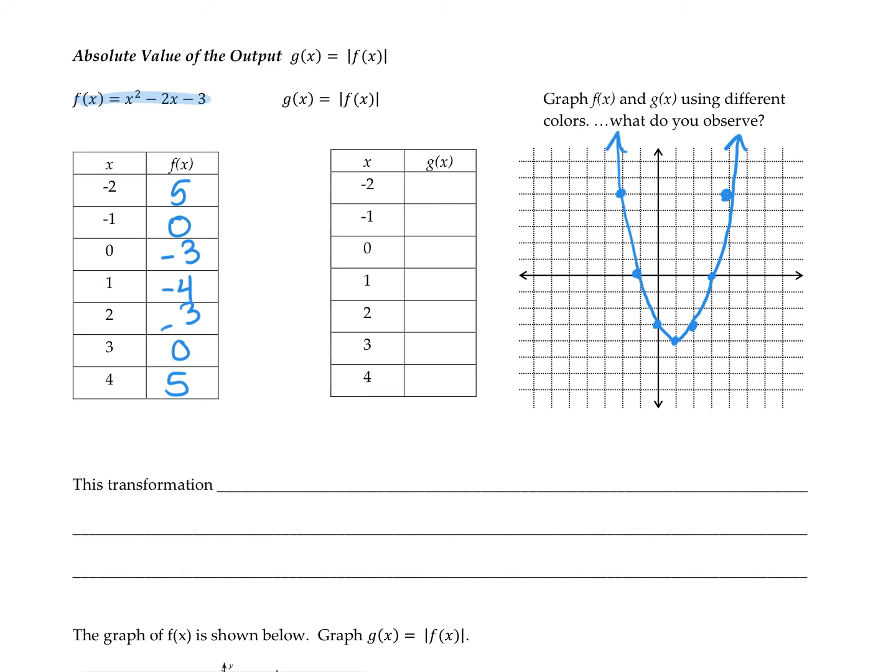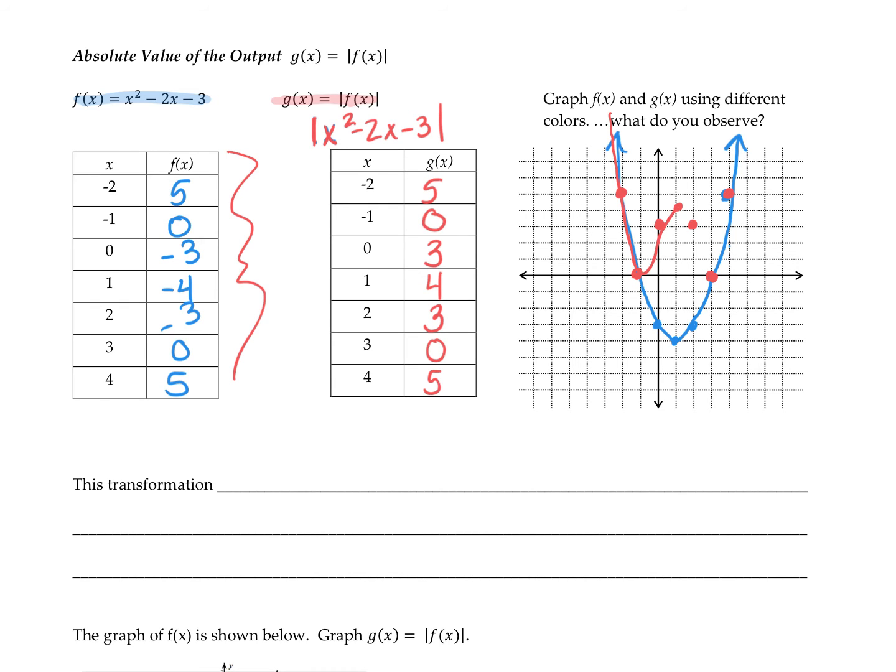Now let's graph g of x, which is the absolute value of f. So the absolute value of f, write that in red actually, the absolute value of x squared minus 2x minus 3. So that means we're still going to substitute in the same points, just the output will become positive no matter what. So I can actually use this table to help me because I already plugged in the points. So positive 5, positive 0. Well, negative 3 becomes positive 3, negative 4 becomes positive 4, negative 3 would become positive, and then 0 and 5 would stay the same. So let's plot these points. So negative 2, 5, negative 1, 0, 0, 3, 1, 4, 2, 3, 3, 0, 4, 5.